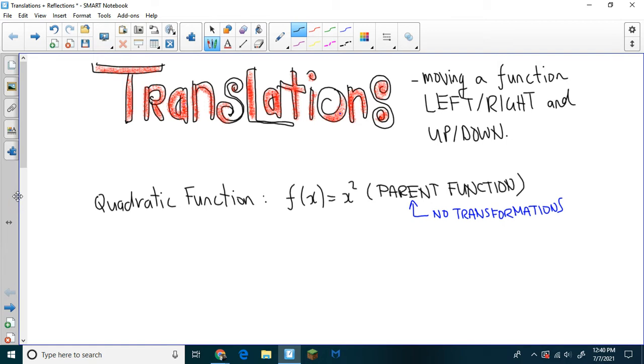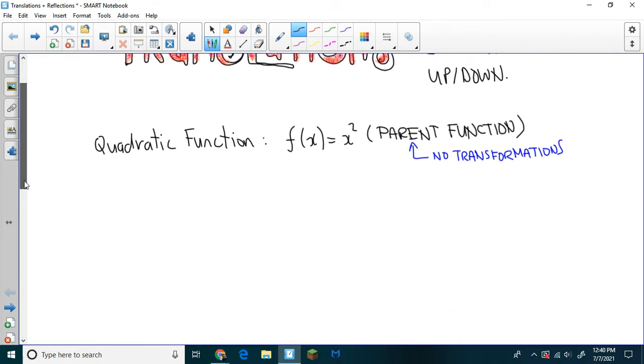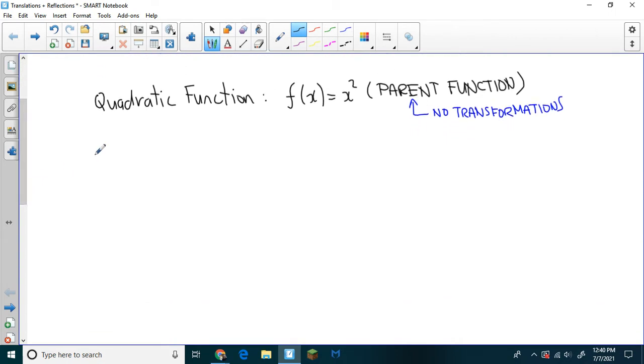So if you look at the quadratic function, which is what we'll look at first, you may have noticed yesterday I talked about the original function. So here's just x squared. There's nothing going on. It's not opening up or down, moved left or right. Okay, there's no transformations on it. It's just what we call the parent function.